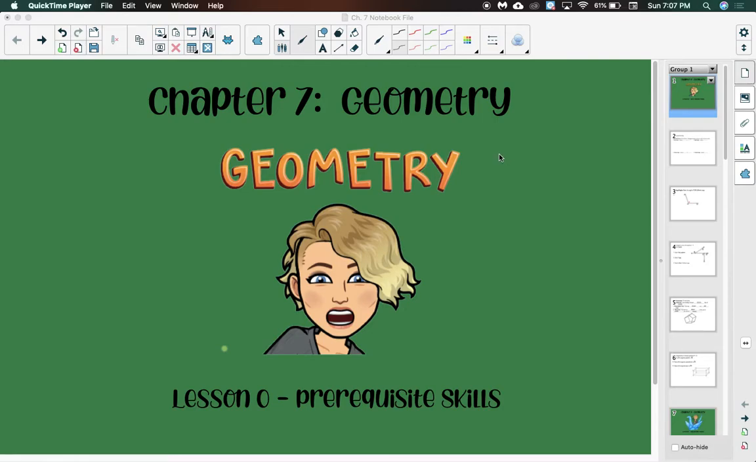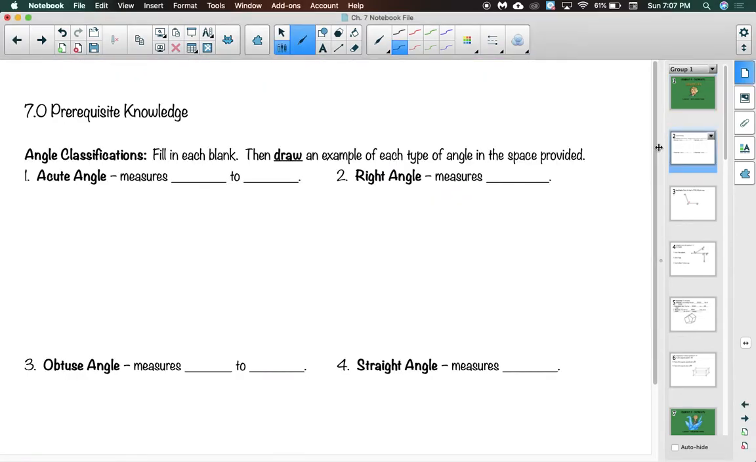Right, so we are starting a new chapter today. This is chapter 7. It's all about geometry, and you know we always start off a new chapter with lesson 0, which is all about prerequisite skills to help us with the rest of the chapter. So let's get started. First, we're going to talk about angle classifications.